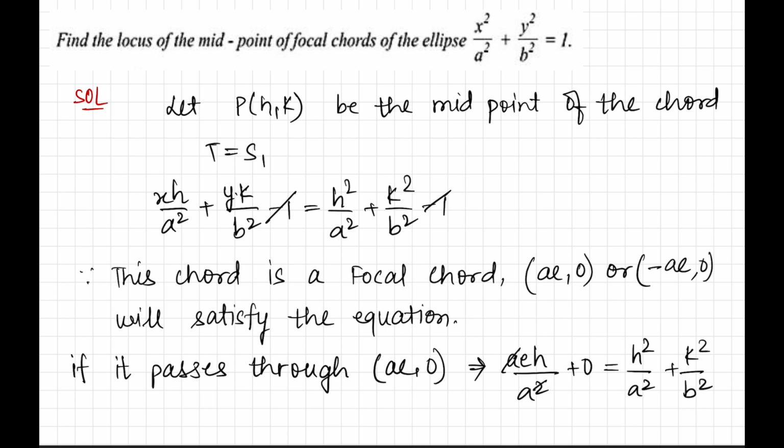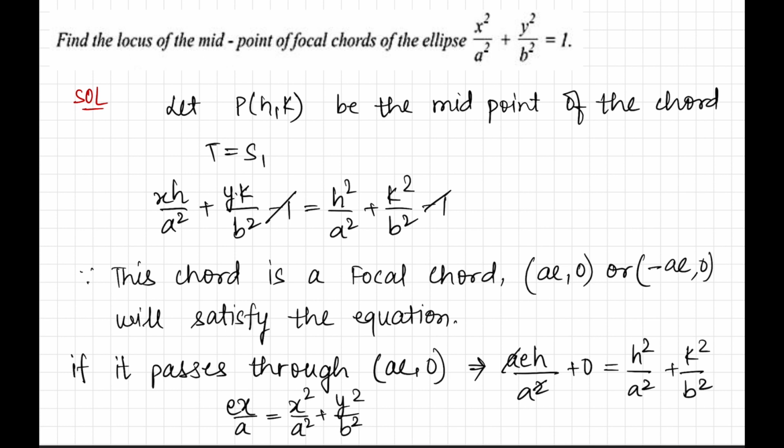So we can cancel out a from the numerator and denominator, and in the last step we will replace h by x and k by y to give us ex by a is equal to x square by a square plus y square by b square. So this is the required equation.